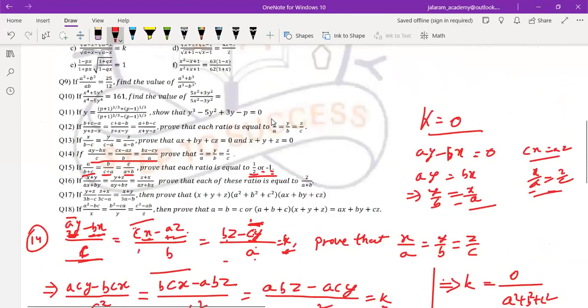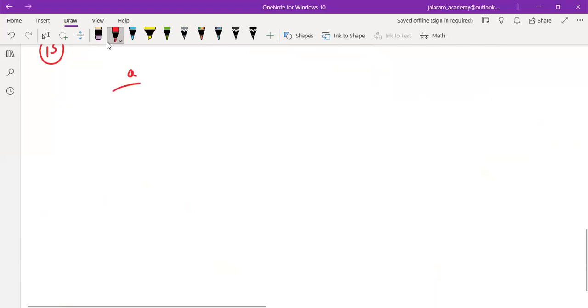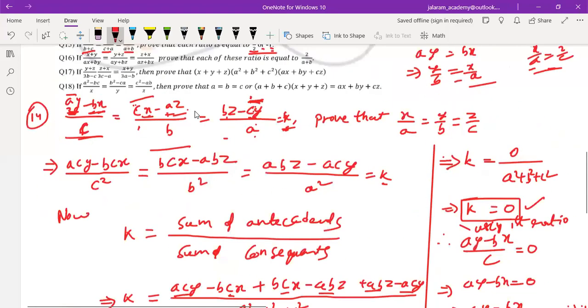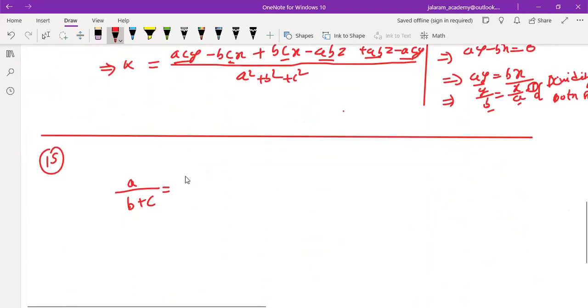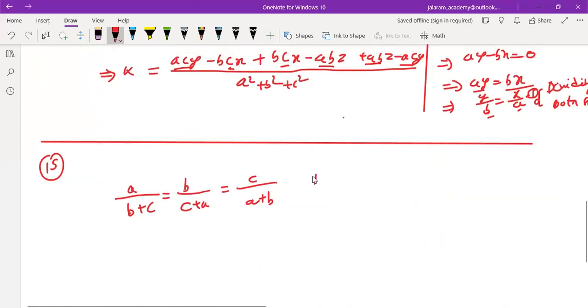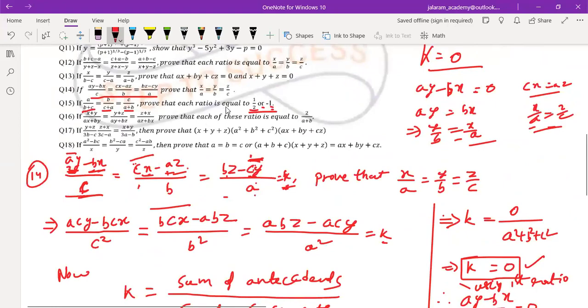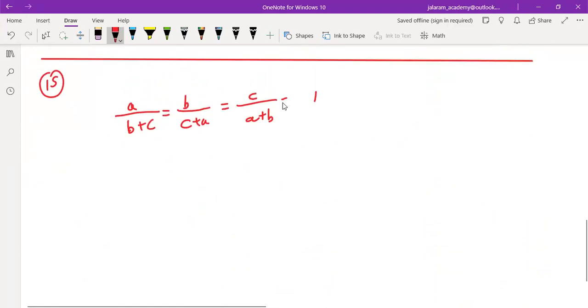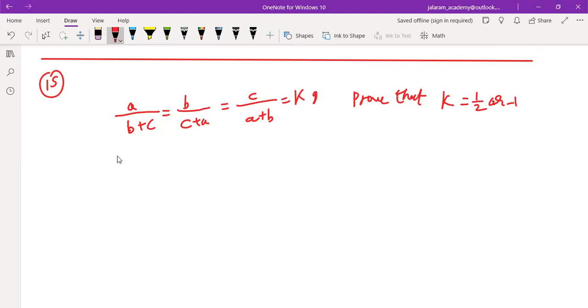So in question 15, A upon B plus C equals to B upon C plus A equals to C upon A plus B equals to, we will assume K. If we assume that each ratio equals K, what we have to prove finally is that K equals to half or minus 1.